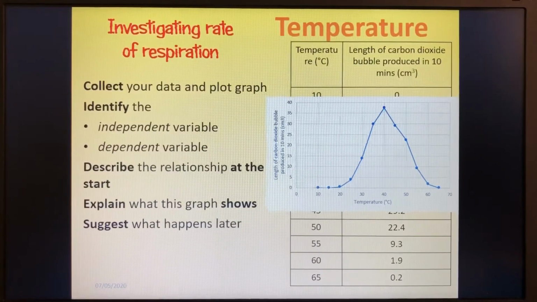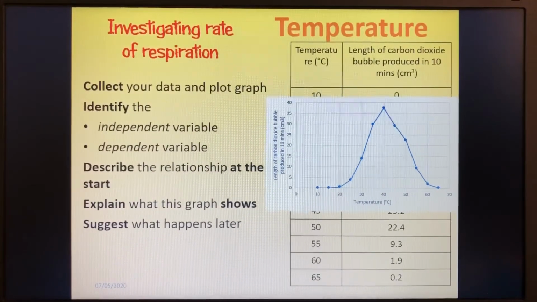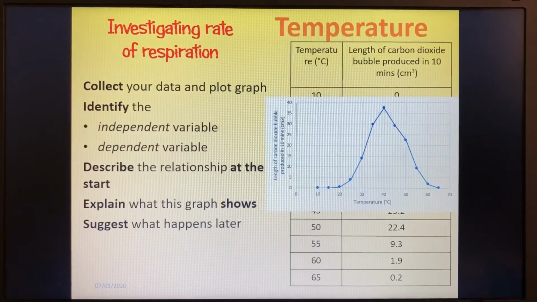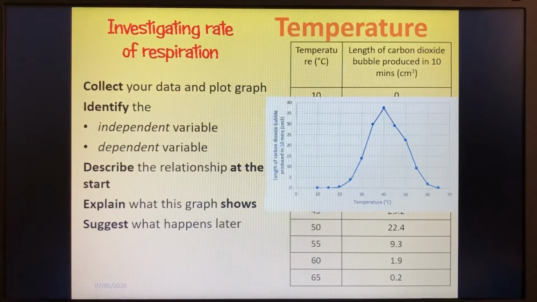Okay, so here we've got our graph in situ with our questions. We've collected the data, we've plotted the graph. We can identify the independent variable as the temperature in degrees C. The dependent variable was the length of carbon dioxide bubble produced in 10 minutes, and that was our indicator of the rate of anaerobic respiration in the yeast.